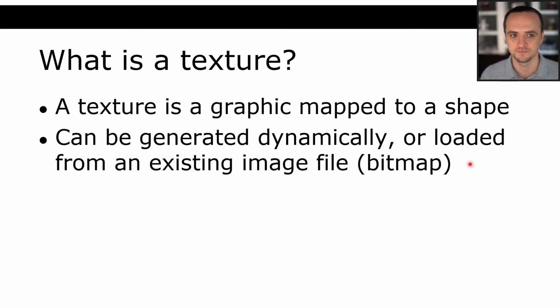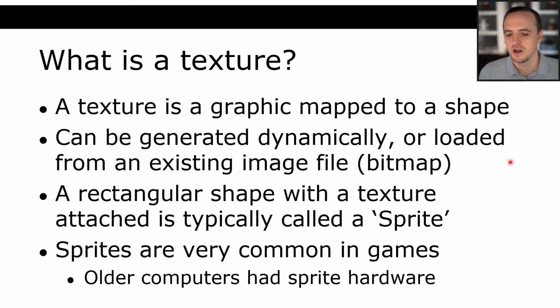So a rectangular shape with a texture attached to it is typically called a sprite. And sprites are very, very common in games. And so we are going to be using SFML sprites, which are essentially, as I said, just a texture and a shape. And so we're going to take a texture, which is from an image. In our case, we're not dynamically generating textures in this course. If you want to dynamically generate textures, take my other course, 4303. And so if we have a texture and a shape, that's called a sprite.